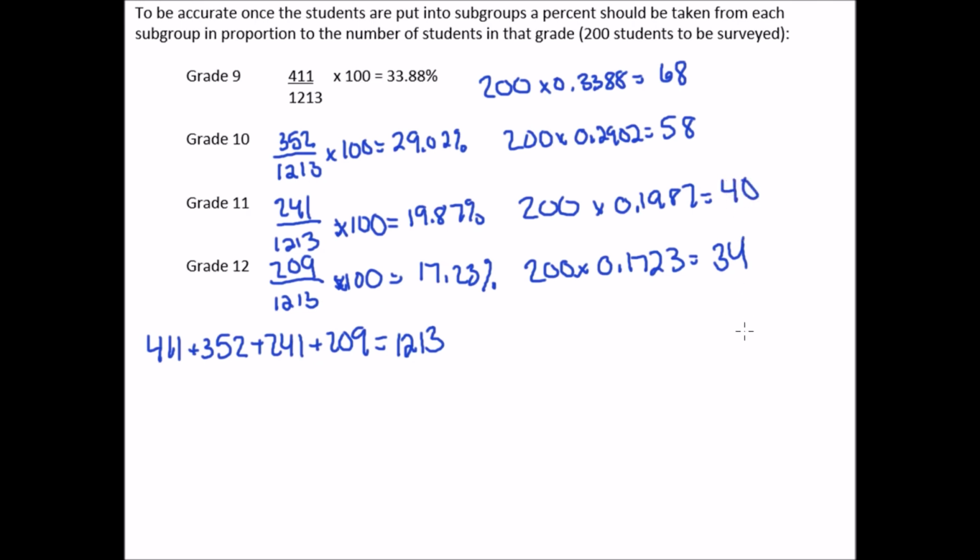Okay, so we will survey 68 people in grade 9, 58 people in grade 10, 40 people, and 34 people. If you add these numbers up, 68, 58, 40, and 34, you will get a total of your 200 people. Okay, so in total, 200 people will be surveyed.